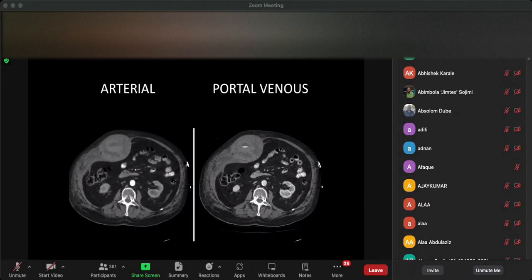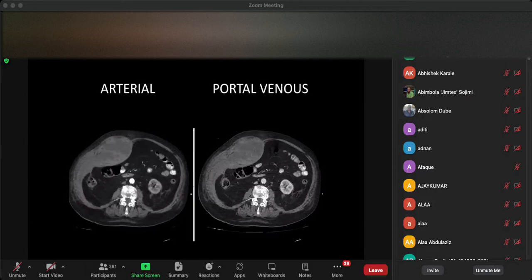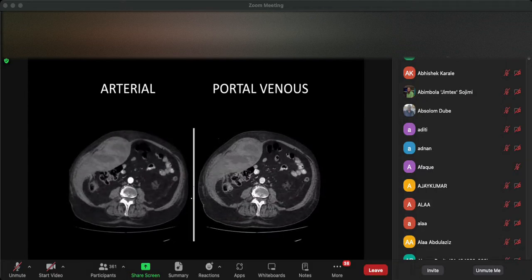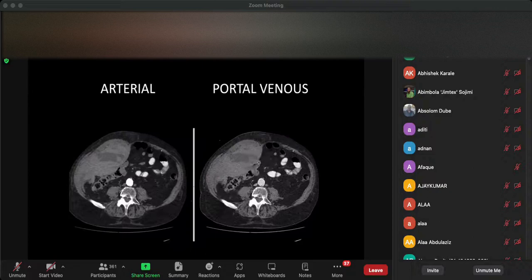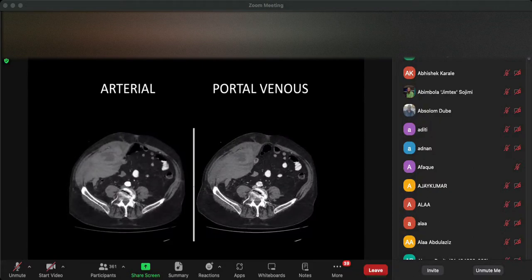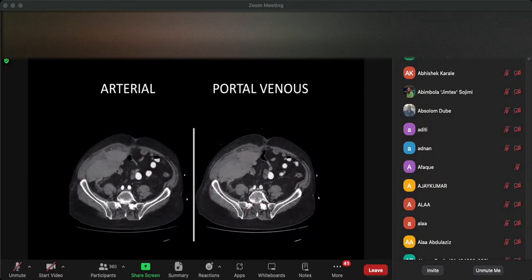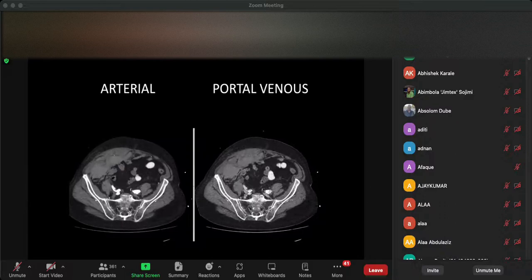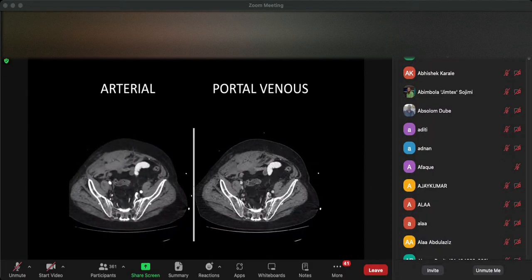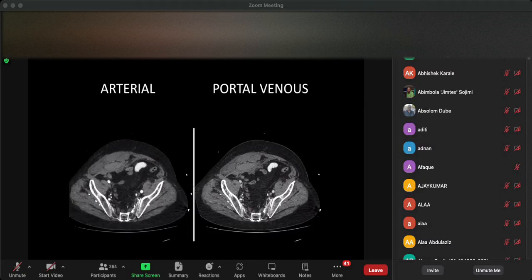What have we got here? Rectus sheath hematoma. It's involving the transversus abdominis muscle. We've got contrast pooling on the portal venous phase. That's a really good description.